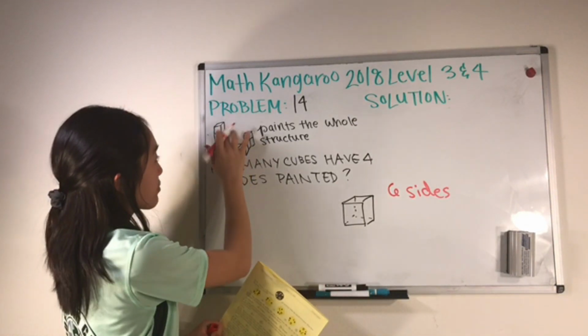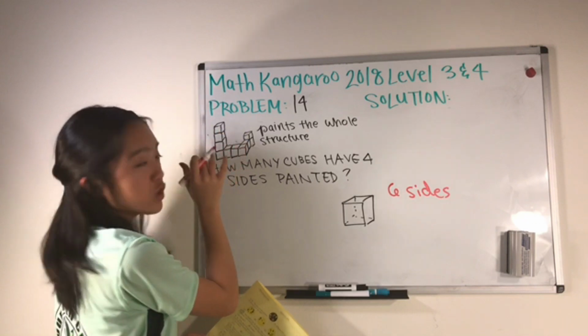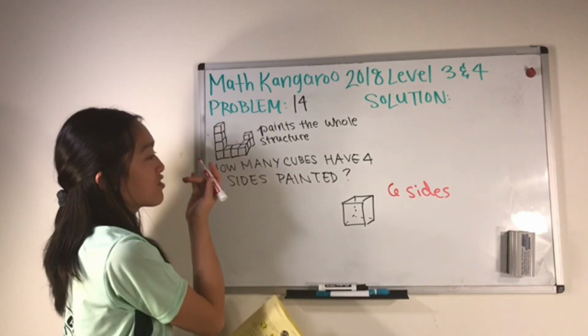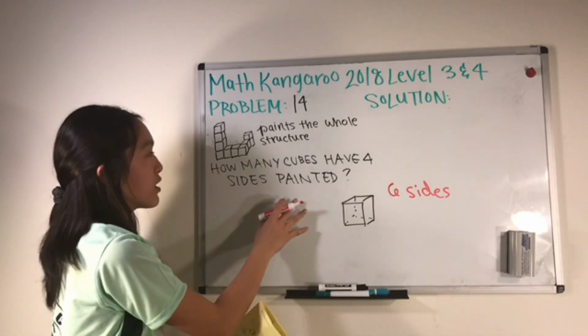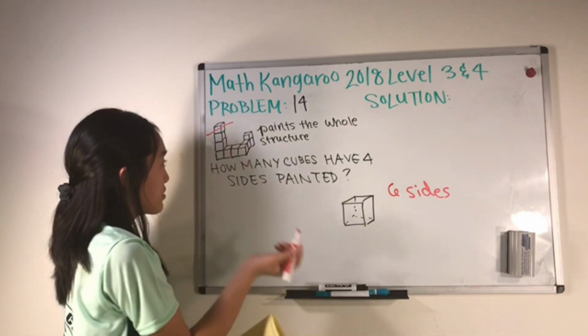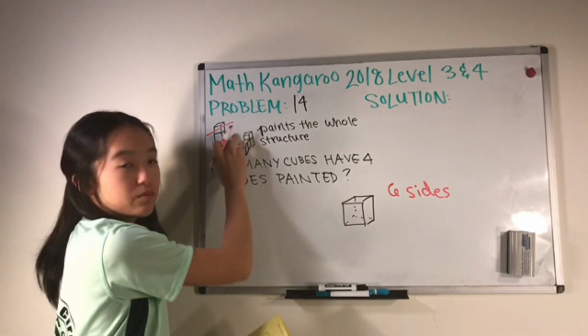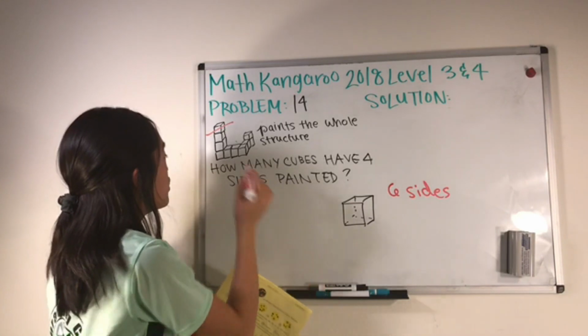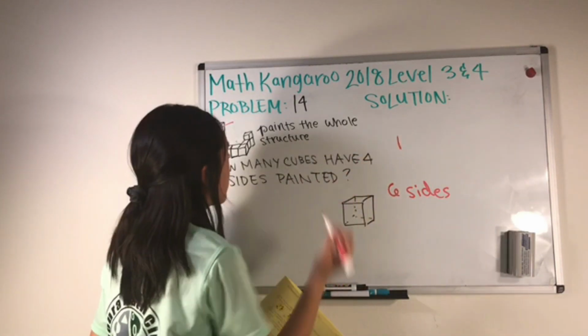So let's start off with the top cube. If we look at this top cube, only one of its surfaces is touching another cube. Therefore, this has 5 surfaces painted, which doesn't match the requirements, so that can't be it. Then we look at the next cube. The next cube is touching both the top and the bottom of another cube, which means that it's eligible. So that's 1 cube so far.